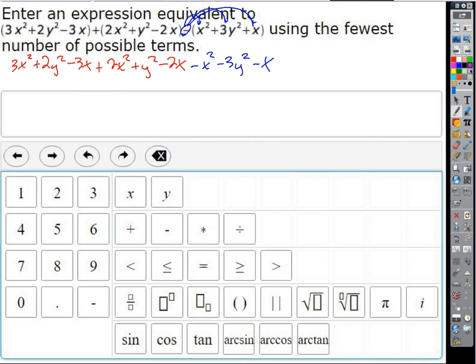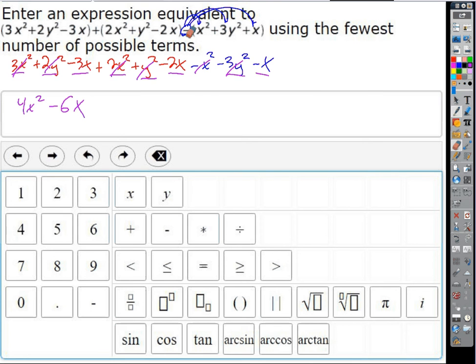So let's look at the x squareds. I've got 3x squared plus 2x squared is how many? 5x squared minus x squared? 4x squared. Okay, and those are taken care of. Okay, what about the y's? I get 2y squared plus y squared, 3y squared minus 3y squared, 0. So those just completely cancel. Okay, and then finally I get -3x minus 2x, -5x minus x. Okay, there we go. So that's the answer, right? Now, how can we check this one?